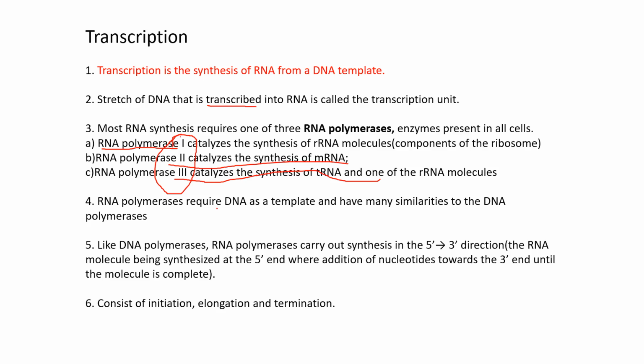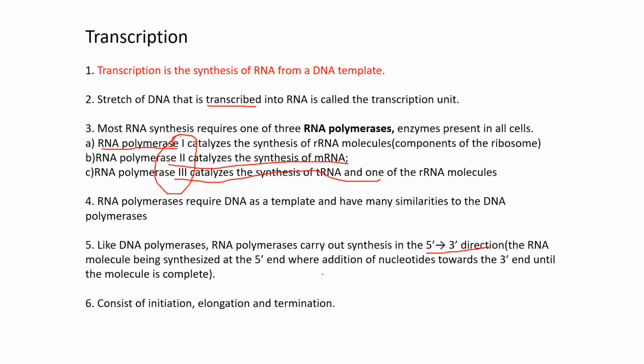RNA polymerase requires DNA as a template and has many similarities to DNA polymerase. Remember, you have learned about DNA polymerase. Like DNA polymerase, RNA polymerase carries out synthesis in the 5' to 3' direction. So synthesis of RNA is from the 5' to 3' direction. The RNA molecule is synthesized from the 5' end, with addition of nucleotides towards the 3' end, until the molecule is complete.